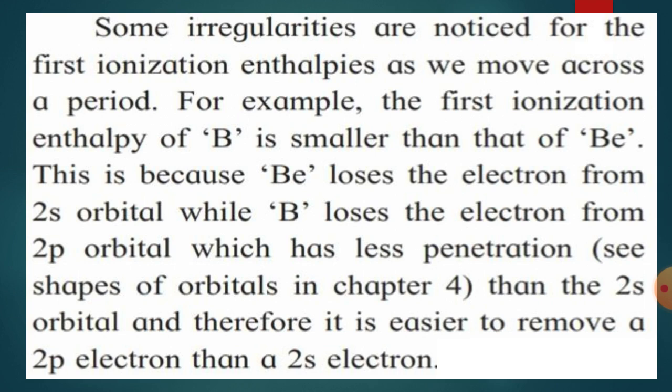This is the reason beryllium loses the electron from the 2s orbital, whereas boron loses the electron from the 2p orbital, which has less penetration. We studied this in chapter 4, structure of atom, shape of orbitals. Therefore it is easier to remove a 2p electron than a 2s electron. We can easily remove the electron from the 2p orbital as compared to the 2s electron.